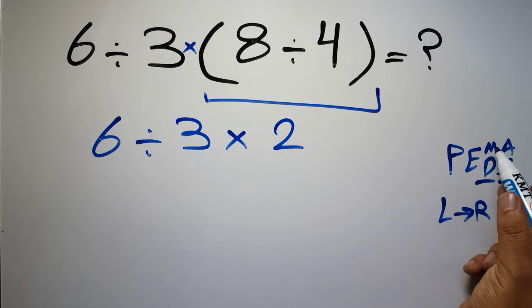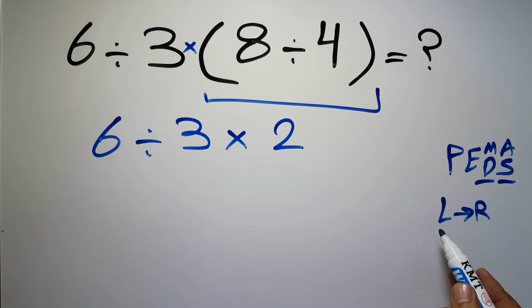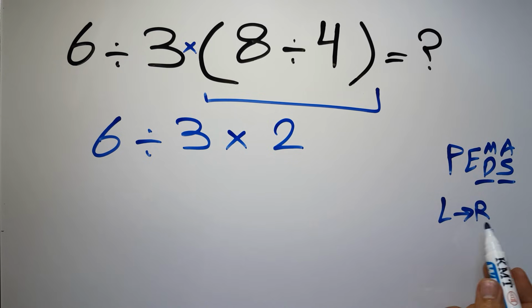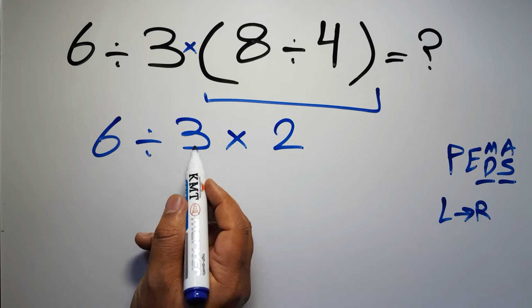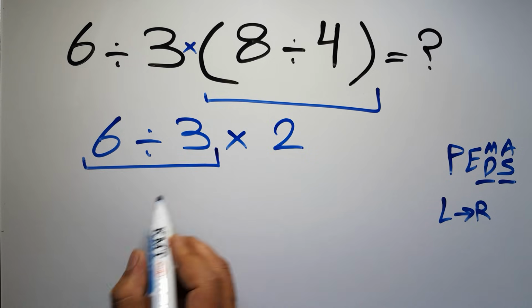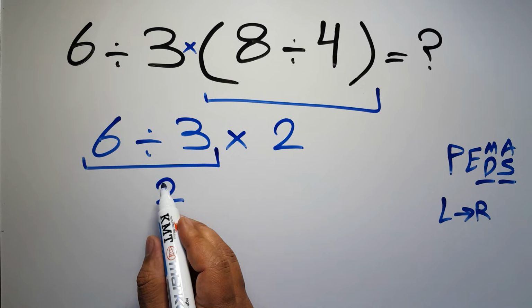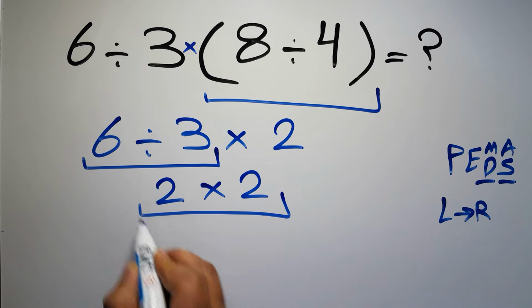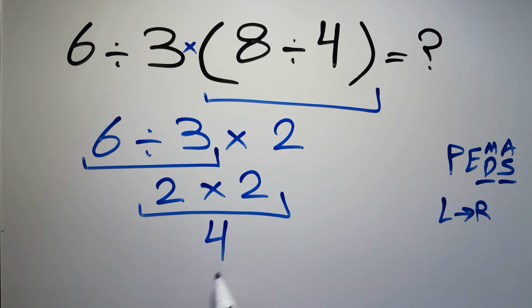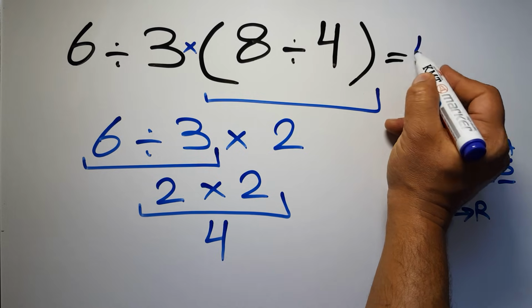As I said, multiplication and division have equal priority and we have to work from left to right. So here first we have to do this division. 6 divided by 3 gives us 2. So 2 times 2, which equals 4. And this is our final answer to this problem. The correct answer is 4.